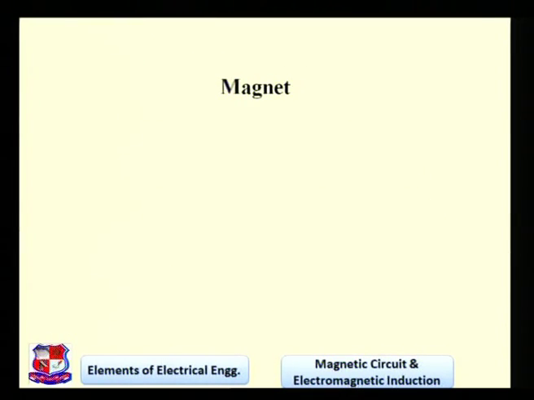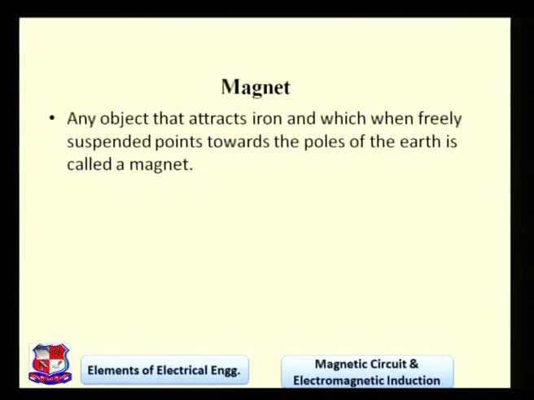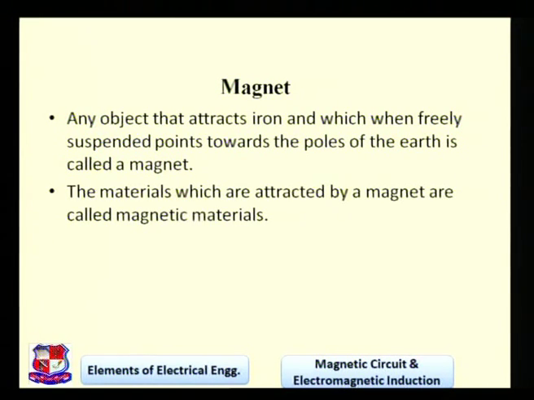So magnet. What is a magnet? Friends, we already played with magnets in our childhood, but we don't know the application of magnets in our household appliances. So a magnet is basically any object that attracts iron and which, when freely suspended, points towards the poles of the earth. Like electric charge, magnetic poles are there. The materials which are attracted by a magnet are called magnetic materials. Like iron is a magnetic material which is attracted by a magnet.